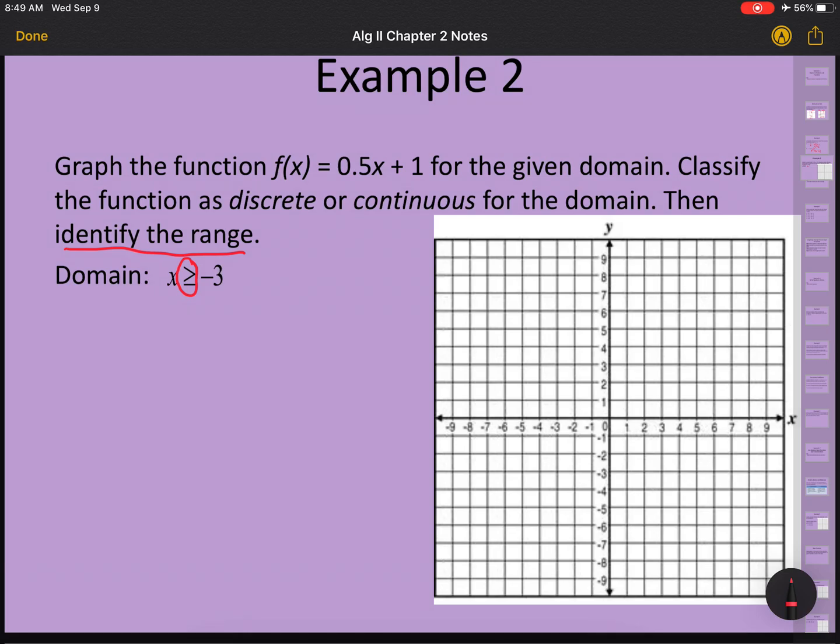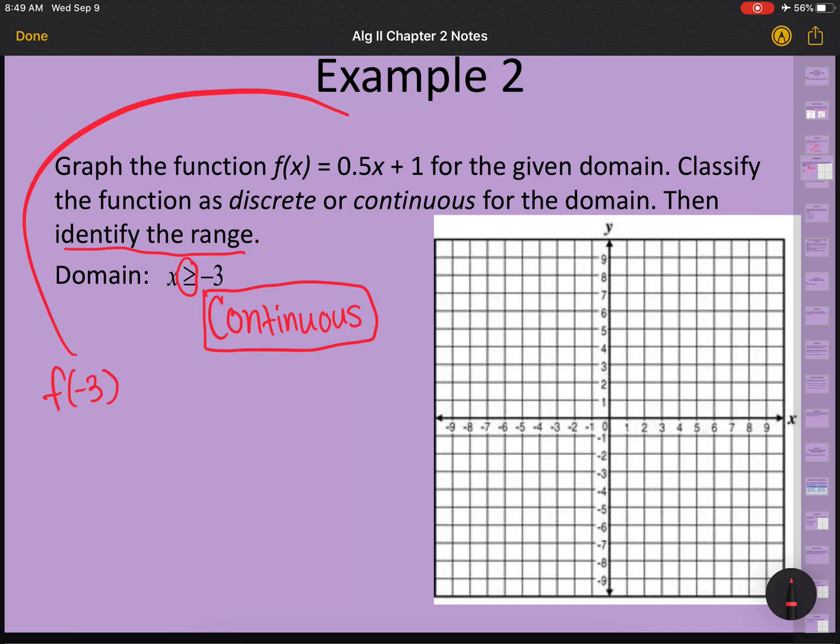So -2.5, -1.5, okay? So this one is going to be continuous since you're hitting all of those numbers in between. But I still need to figure out a range, okay? So first I need a good starting point. Since it's equal to -3, what I'm going to do is plug in -3 into my function. If I do that, I get 0.5 or 1/2 times -3 plus 1. So when I evaluate that, that is -1/2 or -0.5.